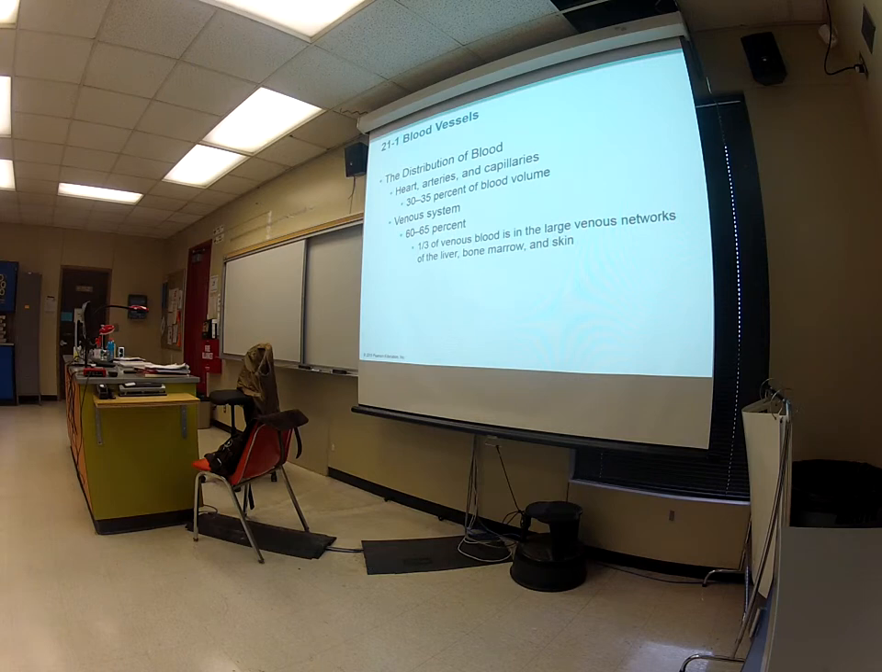One third of venous blood is in the large venous networks of the liver, bone marrow, and skin. Now, why would we have a whole bunch of blood in the skin? Trick question. Exactly, for temperature. It's what we call a blood reservoir, mainly for temperature changes. But it can be used for exercise.